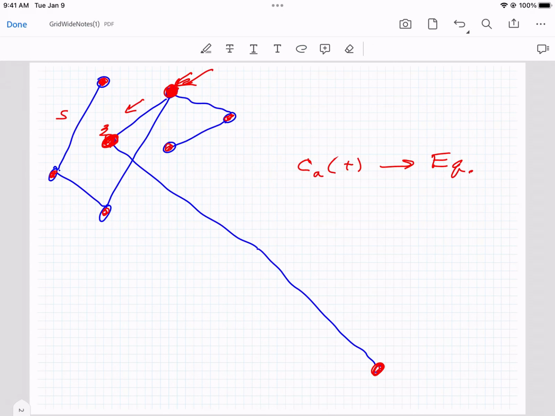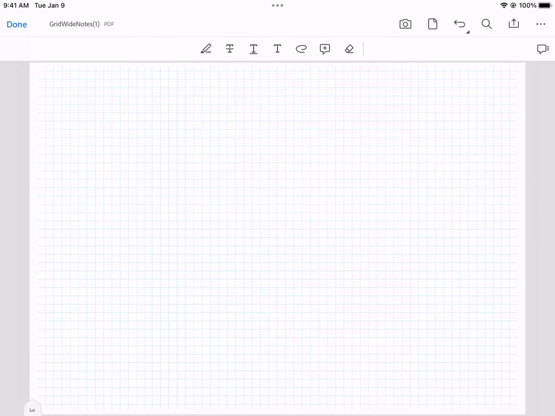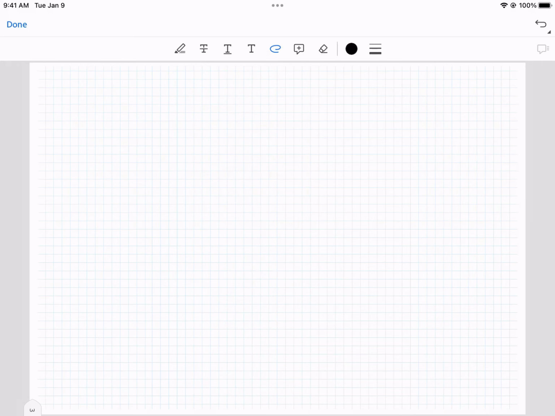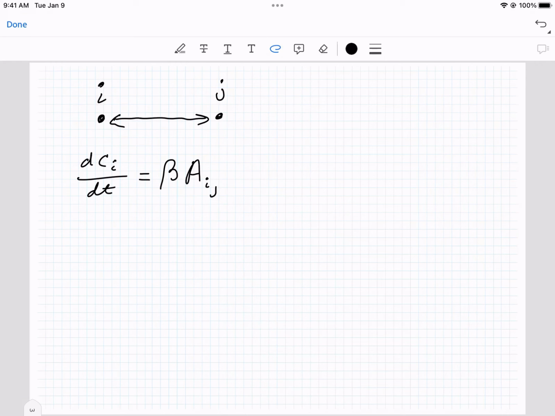All right, so we want to put some math to this, and so what we'll do is consider just two nodes. Let's take a node, node I, and take another node, node J, and they communicate. They have a link between them. And so we'll write down an equation: dCi/dt is equal to an incremental change, we'll call it beta. I also have to throw in the adjacency matrix because these two nodes have to be connected.